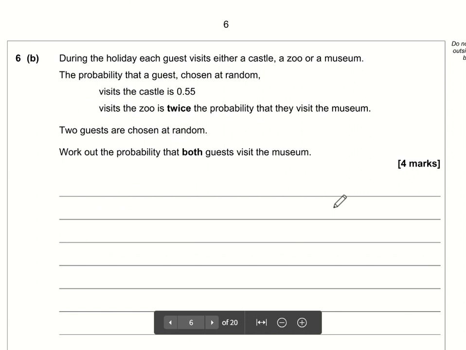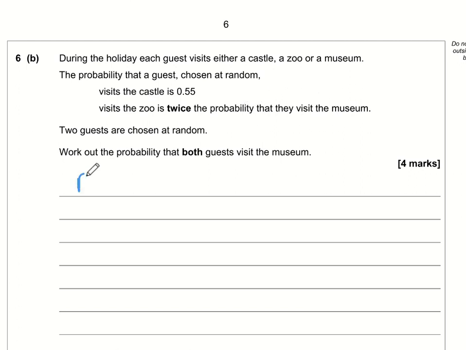Moving on to question 6b. So during the holiday, each guest visits either a castle, a zoo or a museum. The probability that they visit the castle is 0.55. So from this we can say therefore that the probability that they go to either the zoo or the museum is going to be 1 minus 0.55, which is 0.45. Now it says here that the probability of visiting the zoo is double the probability that they visit the museum.